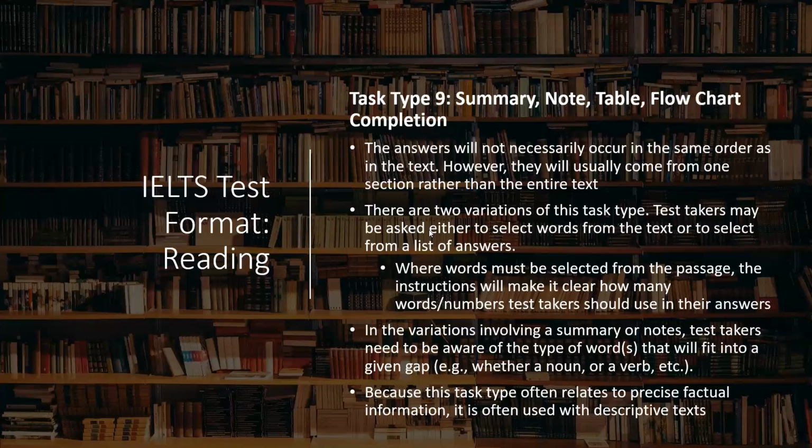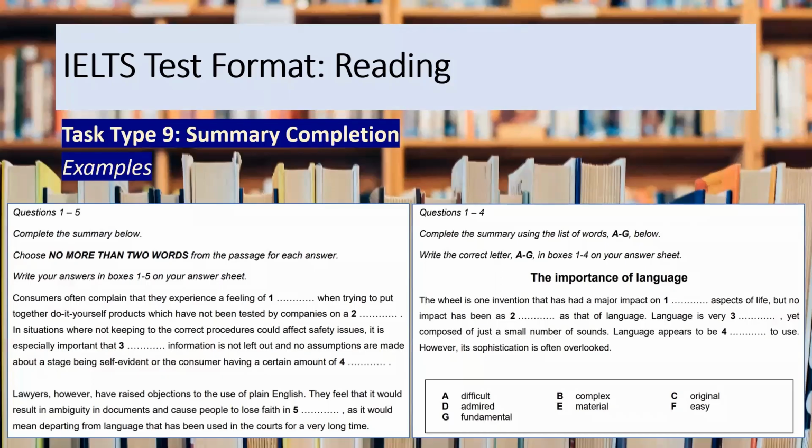Now let's see some examples. These are two examples of summary completion, and in one example, words are to be selected from the text. In another example, words are already given, and the test takers have to select from the given list. Now let's try to understand them.